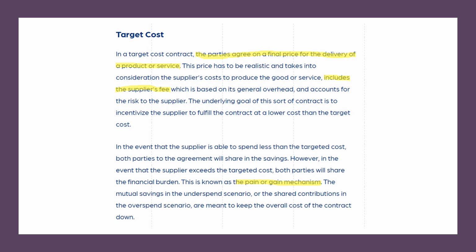In the event that the supplier is able to spend less than the targeted cost, both parties to the agreement will share the savings. However, in the event that the supplier exceeds the targeted cost, both parties will share the financial burden. This is known as the pain or gain mechanism. The mutual savings in the underspend scenario or the shared contributions in the overspend scenario are meant to keep the overall cost of the contract down.